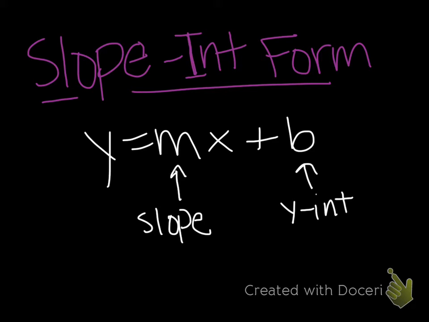Whenever you are graphing, you always graph the y-intercept first, and then you use the slope second to create your second coordinate, and 2 coordinates is sufficient to create a line.